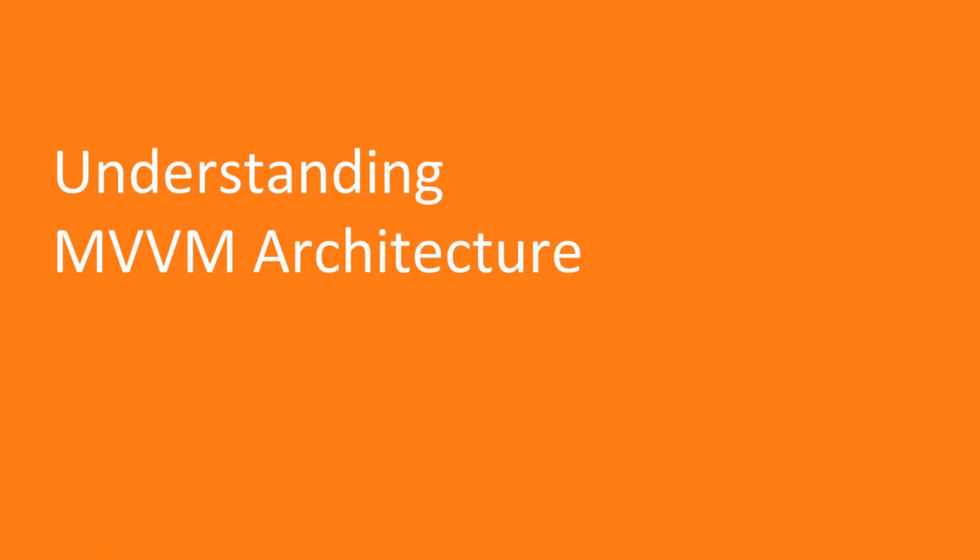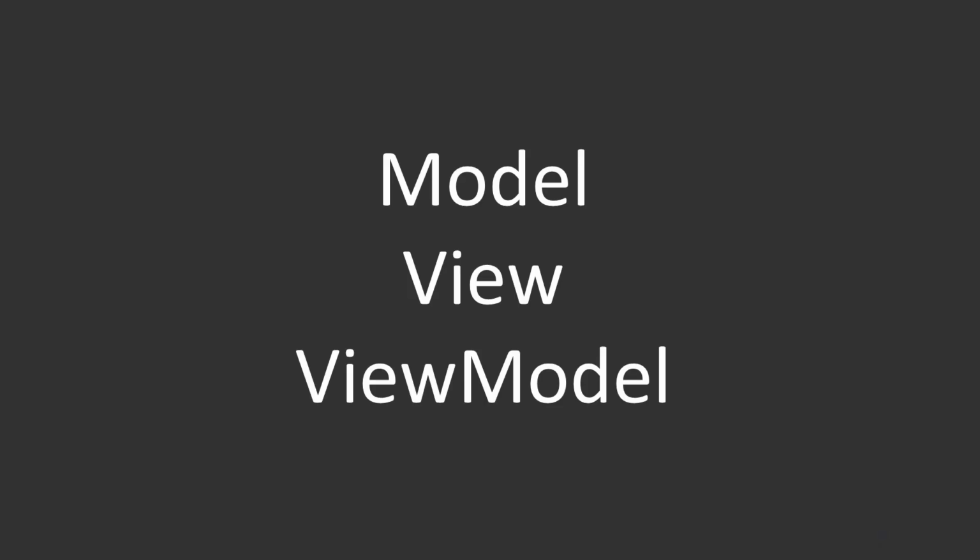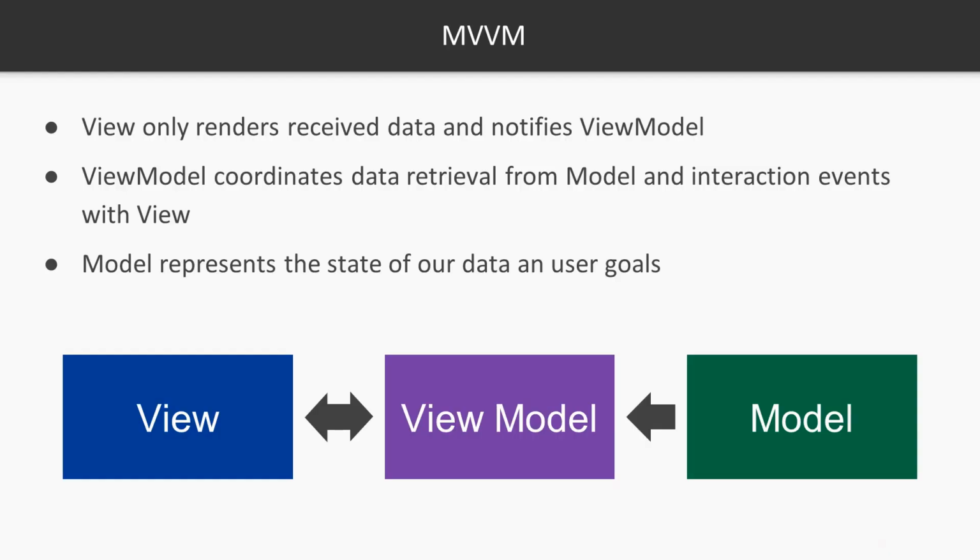So what is MVVM and how does it help? M stands for model, V for view, and VM for view model. So the entire thing works like this.